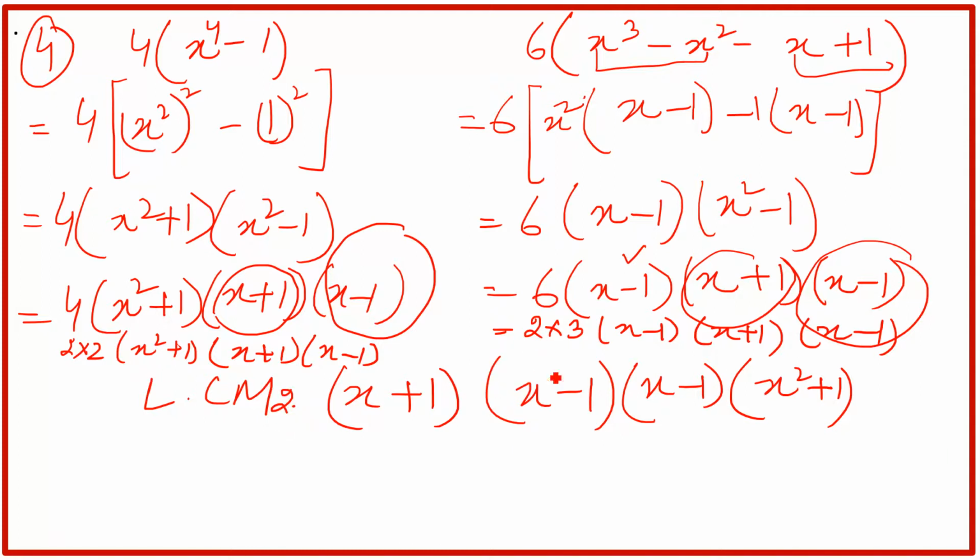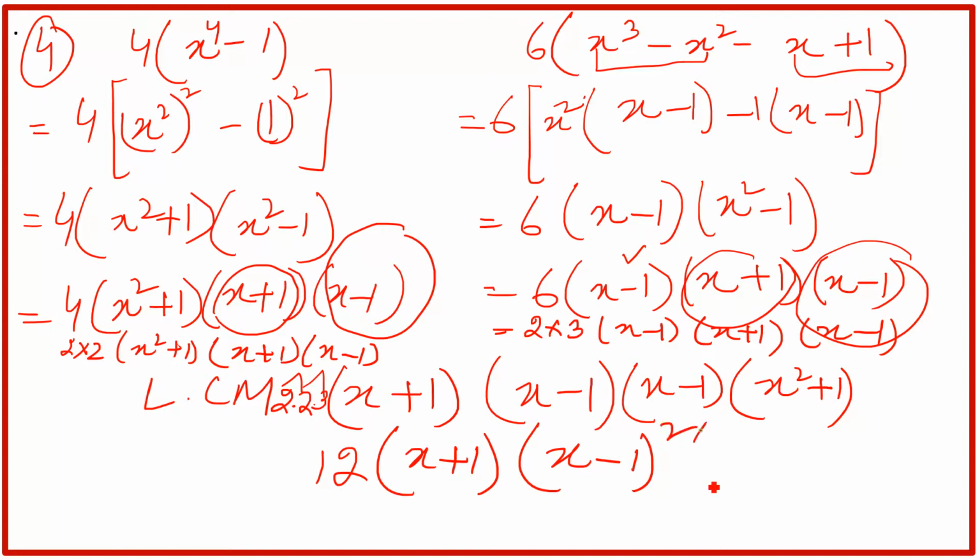But 2 is here, not here. We will write down one more time. Similarly, 3 is here, 3 is not here. We can write down one more time. 2 times 2 is 4, 4 times 3 is 12. 12, x plus 1, and this is x minus 1, x minus 1 two times. We can write down x minus 1 whole square and x square plus 1. This is the LCM, and here I am going to write down important question.